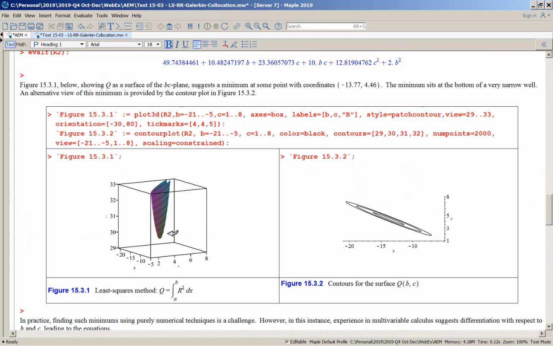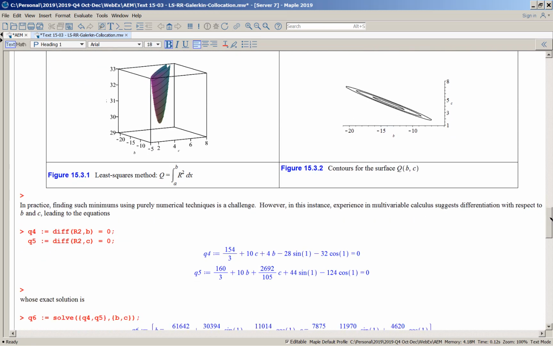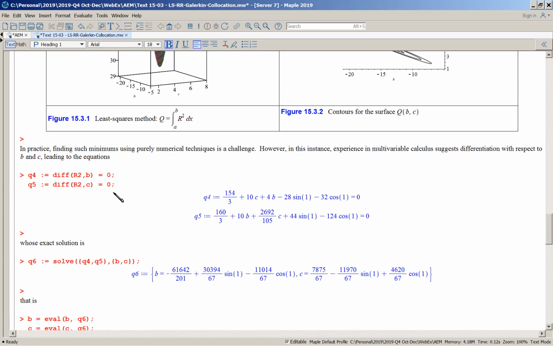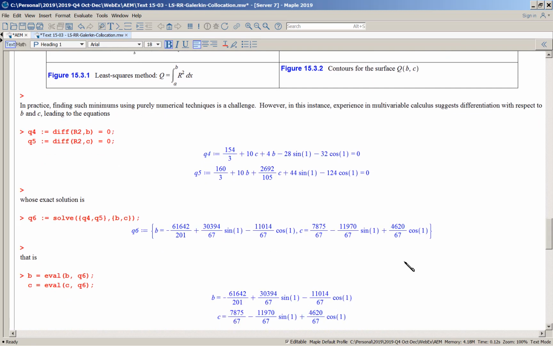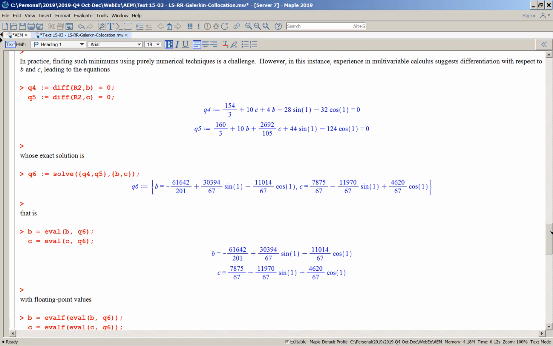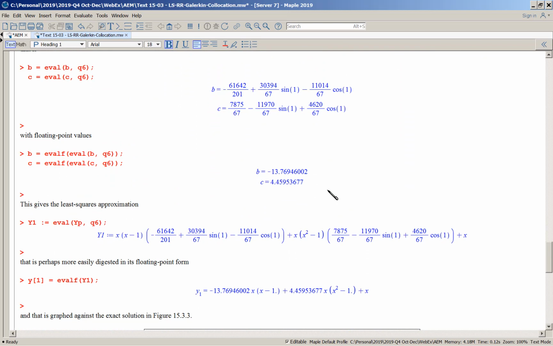Here is a graph of that expression. You can see there is a minimum someplace, and here we look at a contour plot. So normal equations, you differentiate with respect to b and c, so it's equal to 0. You solve for b and c. Here are b and c exactly. Here they are as floats.